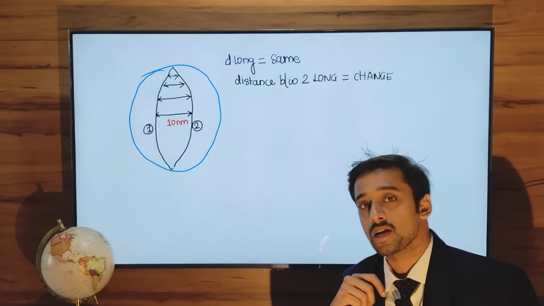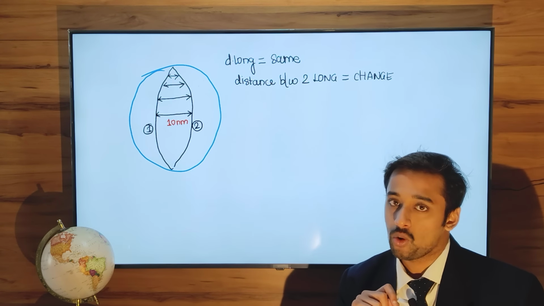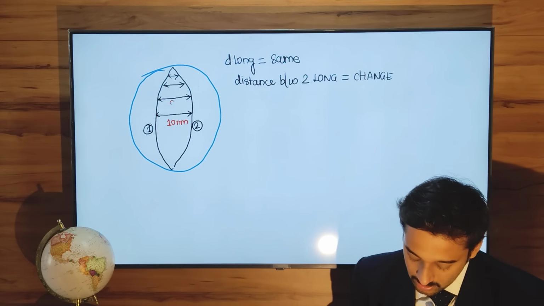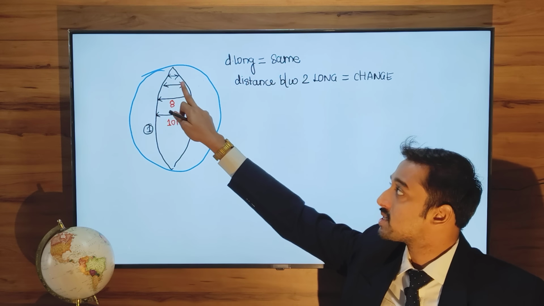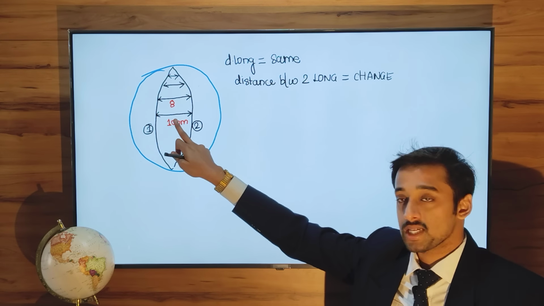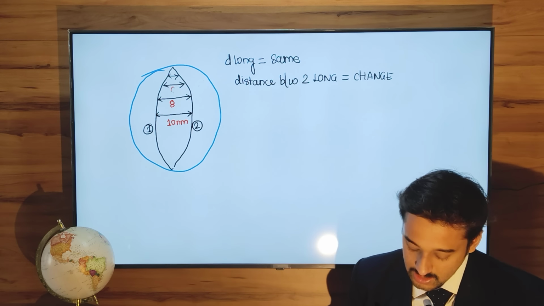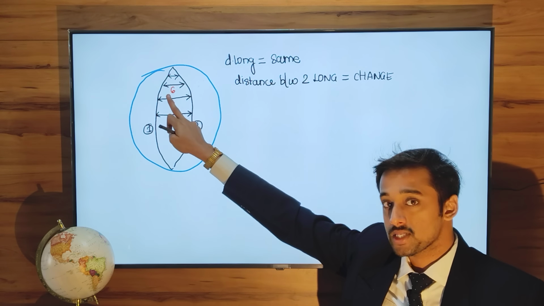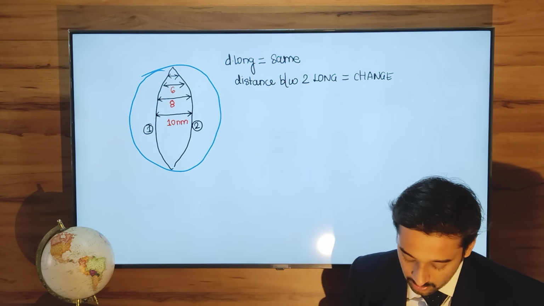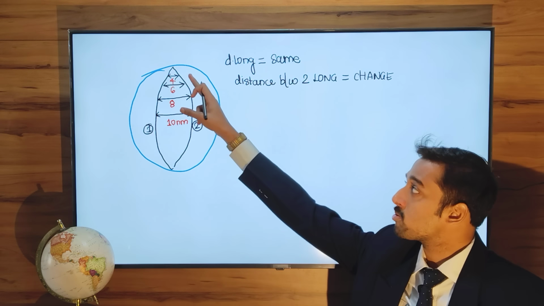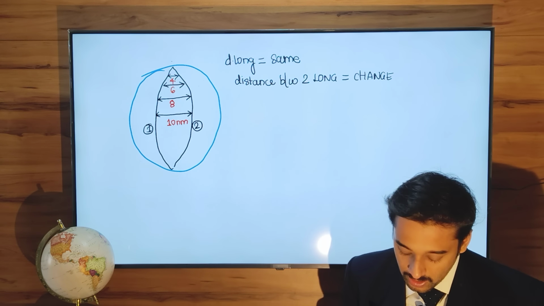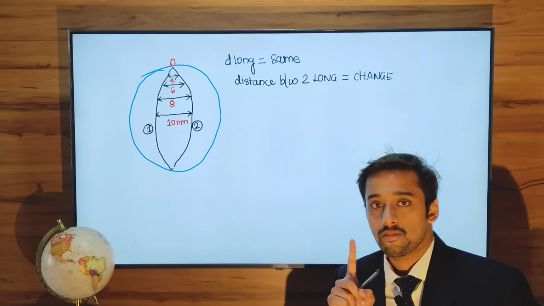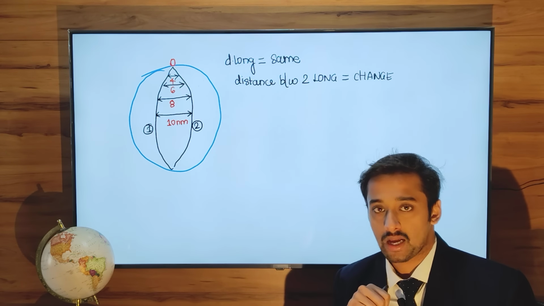So as the meridians go on converging, the distance between them goes on decreasing. If this is 10 miles, this will be less than that, 8. If you go still above, you can see this distance is less than this and still lesser than this. So this distance will be 6. Again, the distance has decreased between two longitudes. D long is the same, but the distance between them has decreased. So it has become 4, and so on and so forth. At the North Pole, the distance between these two meridians will become 0. Both meridians converge at a single converging point, so the distance between them becomes 0.